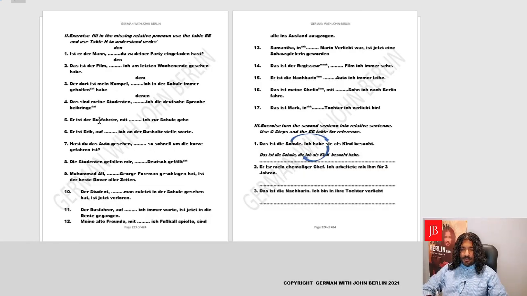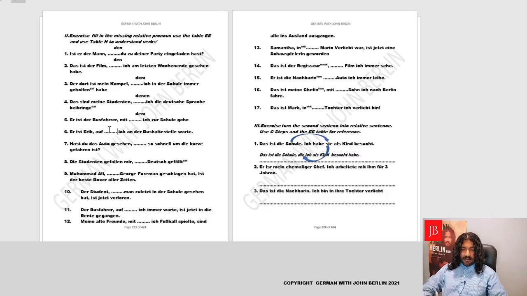Okay. Er ist der Busfahrer, mit dash ich zur Schule gehe. He is the bus driver, with dash I go to the school. Now here we don't have to think much. Mit is a dative preposition. We'll be learning in the future more about it. And that's why whatever comes next must be dative. So we go to the dative table, relative pronoun, and look for masculine. Busfahrer is masculine. So that's right here. And er ist der Busfahrer mit dem. Yes, that's right. Mit dem ich zur Schule gehe.